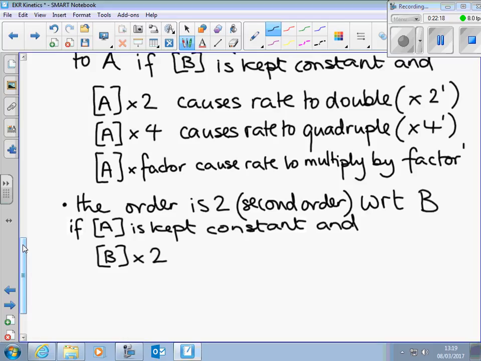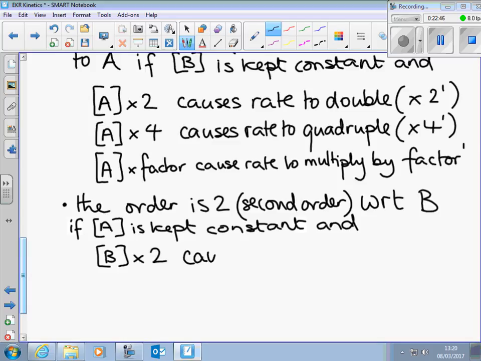If you follow through for A, if you multiplied the concentration of A times 2, if it's a first order reaction, then the rate goes up by 2 to the power 1. So if you double the concentration of B and it's a second order reaction, the rate will go up by 2 to the power 2. You've got it. There you go. You've cracked it. That's this afternoon sorted.